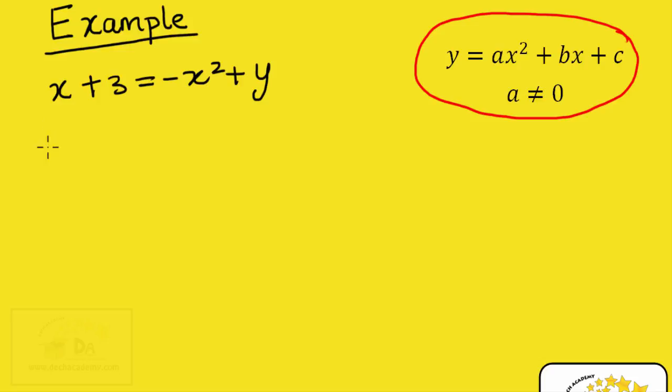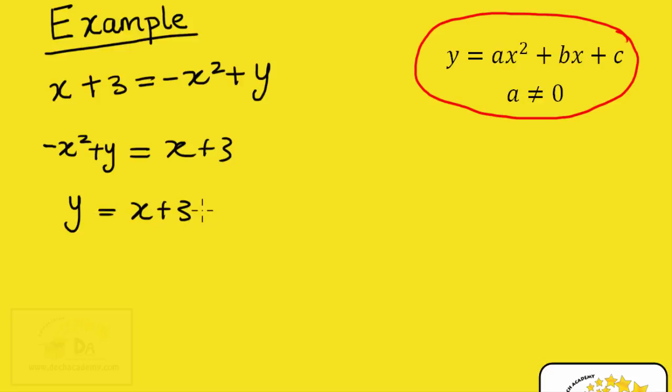So the simple thing to do, first step, a logical thing to do is to swap the left hand side and right hand side. So we're going to do that now. And that gives minus x squared plus y equals x plus 3. Now actually getting rid of the minus x squared so we can isolate y, we add x squared to both sides, and doing so gives y equals x plus 3 plus x squared. Now rearranging the right hand side terms in the order of the general form, so the x squared term coming first, then the x term, then the constant term, gives this.